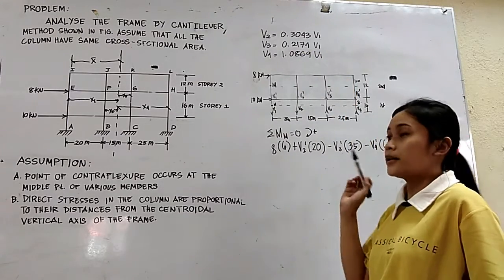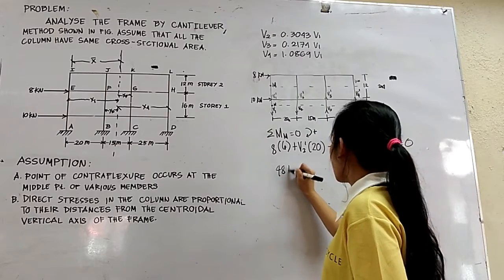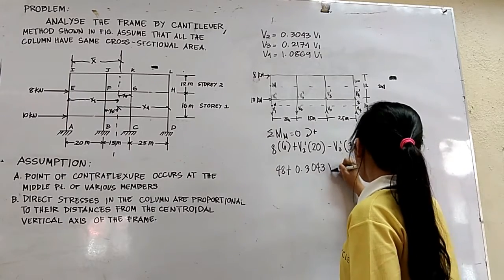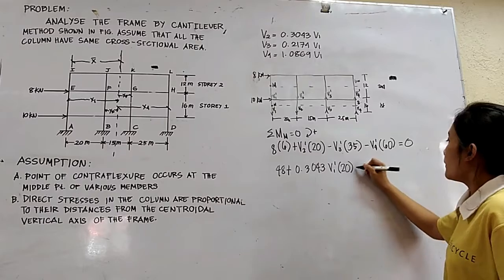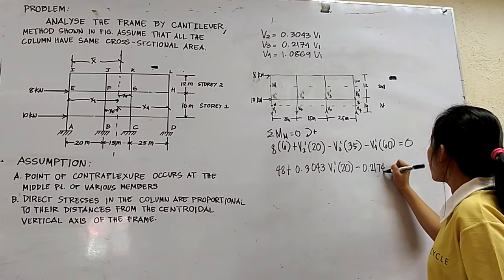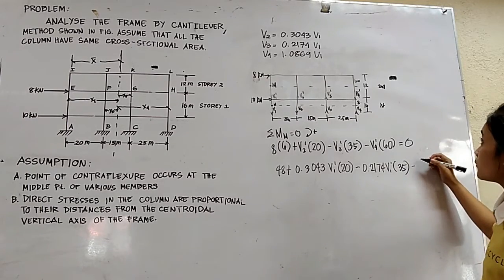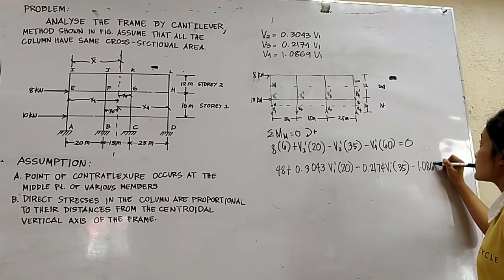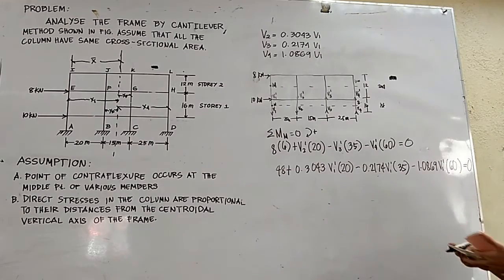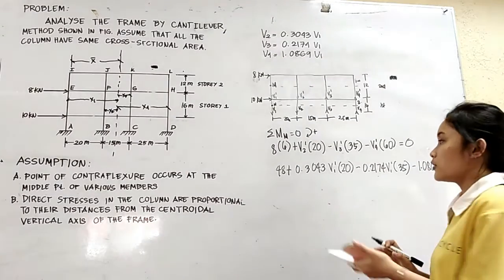So that we can get V1 prime. Because V1 and V1 prime are different. So, 8 times 6, 48, plus our V2 prime, which is 0.3043 V1 prime times 20, minus our V3, which is 0.2174 V1 prime times 35, minus V4, which is 1.0869 V1 prime times 60, is equal to 0. So, to find the value of V1 prime, we can input it directly in the calculator.